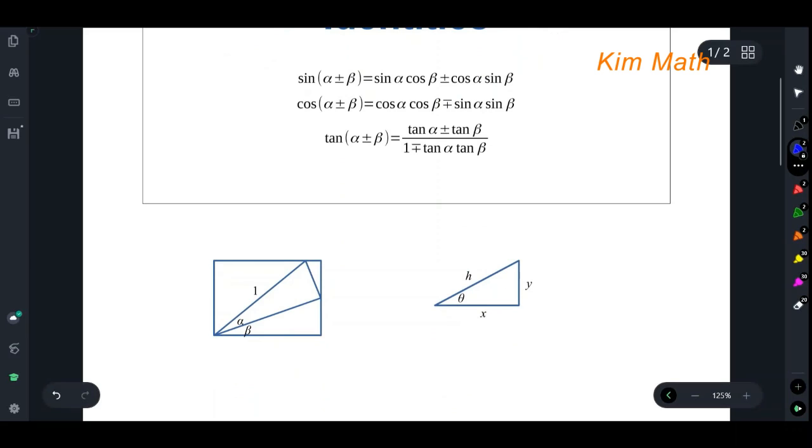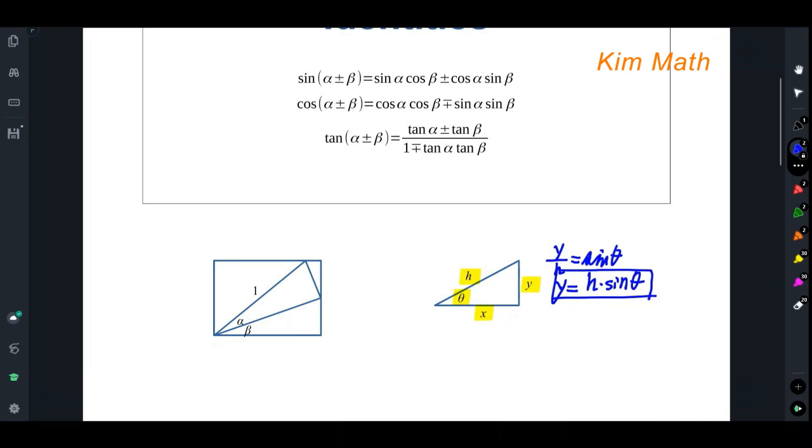Okay, let me explain this picture first. Here you have a hypotenuse here, adjacent here, opposite here, and the angle is theta. We already know that y over h will be sine theta, right? And from this equation we can find the value of h. The length of the opposite will be hypotenuse times sine theta. Okay?